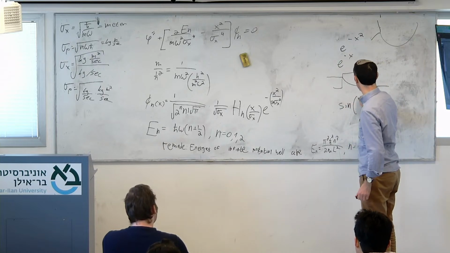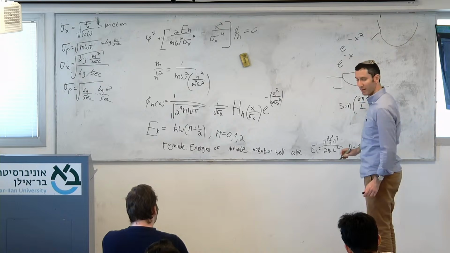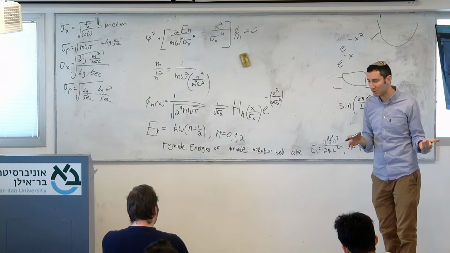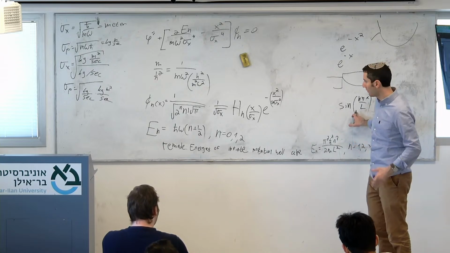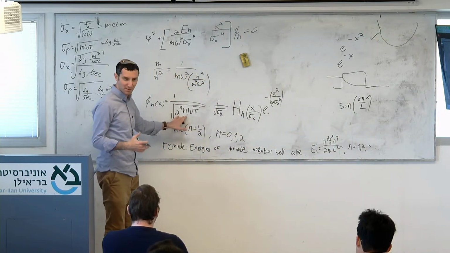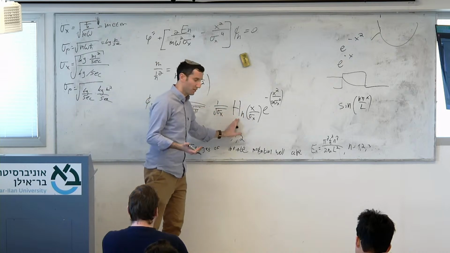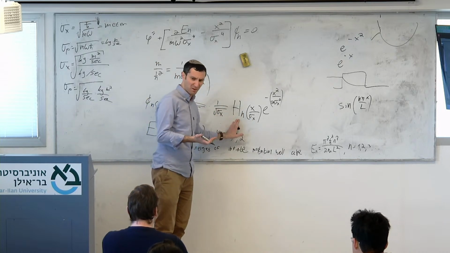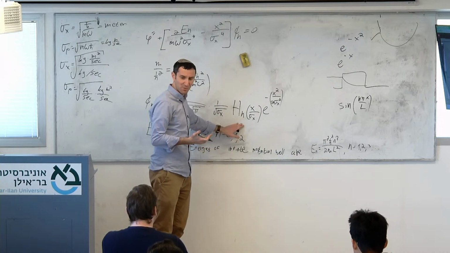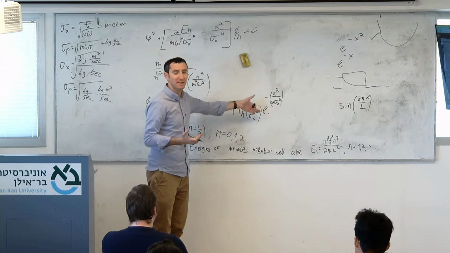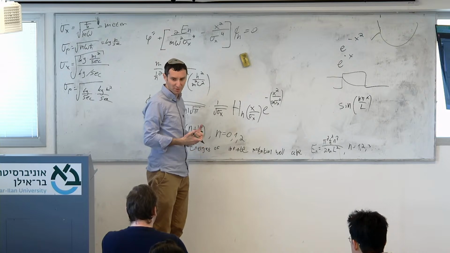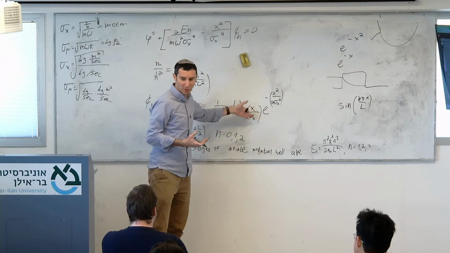The energies were sine of n pi x over L in the infinite potential well. For n equals 0, you'd get no particle. Here, for n equals 0, I still get something. 0 factorial is 1. H0 is, I think, a number. I don't remember what it is. You probably do. We'll see it soon. What is H0? I think it's 1. So this is still a number. I still get something. It's just an exponential, Gaussian, actually. So I still get a particle here at n equals 0.